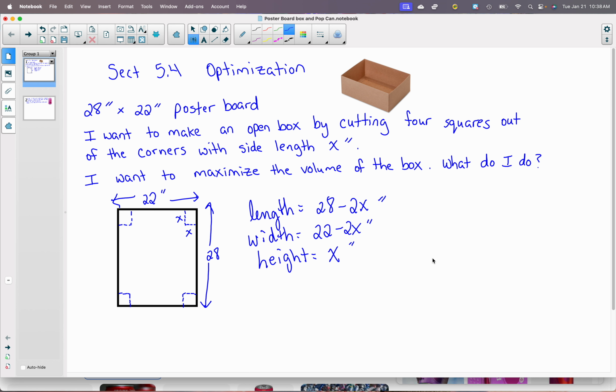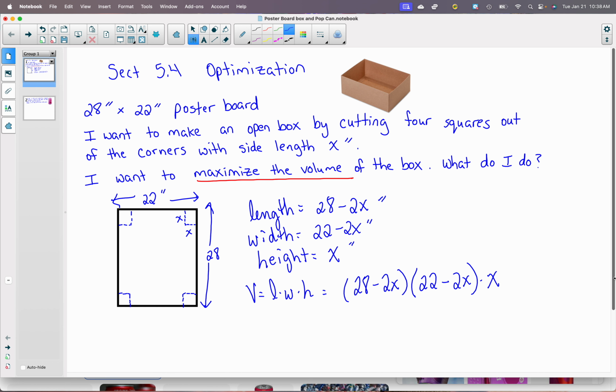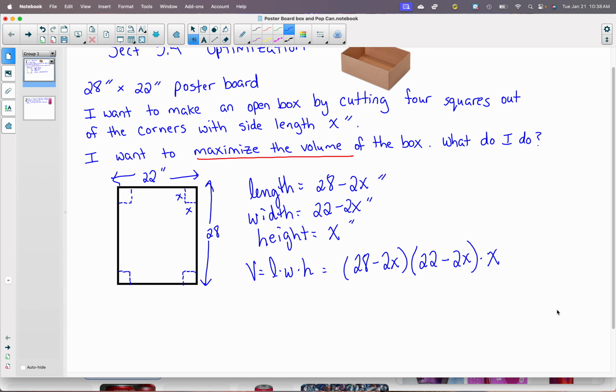Well, what am I going to need to know? I'm going to need to know the volume of the box because I'm trying to maximize the volume. So I need an expression for the volume. Well, we know volume is length times width times height. So that means it's going to be 28 minus 2x times 22 minus 2x times x would be my volume of the box.